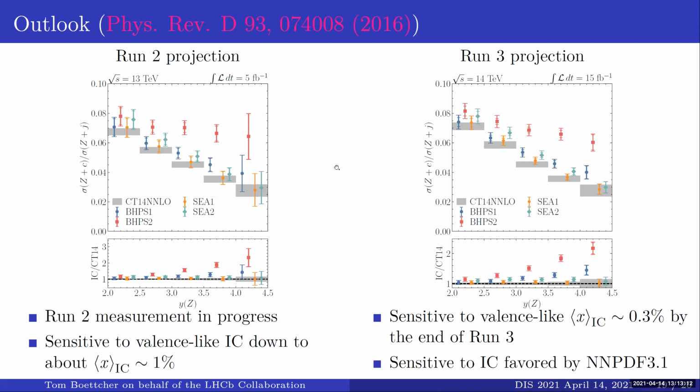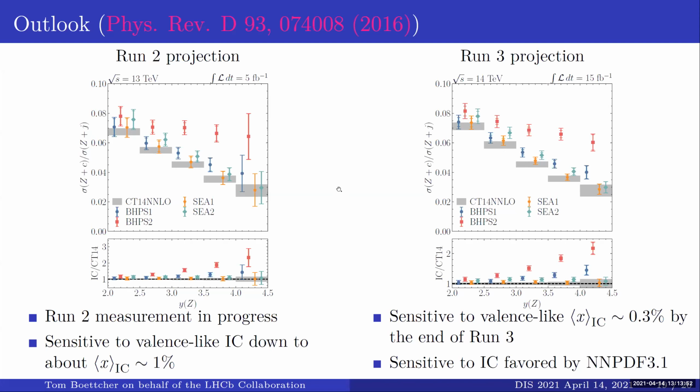So here are results we expect from Run 2 and Run 3. We plan to measure the ratio of Z plus charm over Z plus jet differential cross sections in the rapidity of the Z boson. These points show expected values from different intrinsic charm models, and the error bars show the expected experimental uncertainties. In Run 2, this measurement is currently in progress, and we expect to be sensitive to valence-like intrinsic charm down to about 1%.